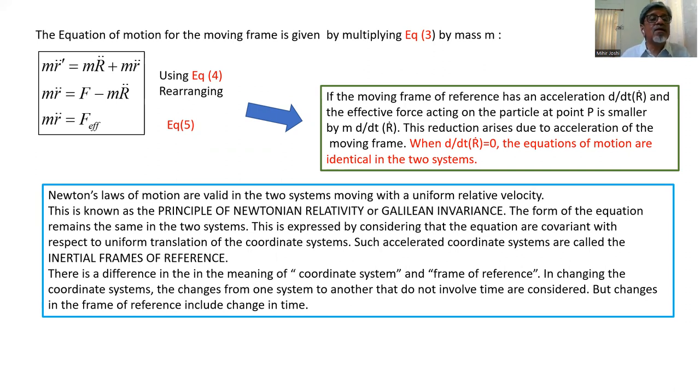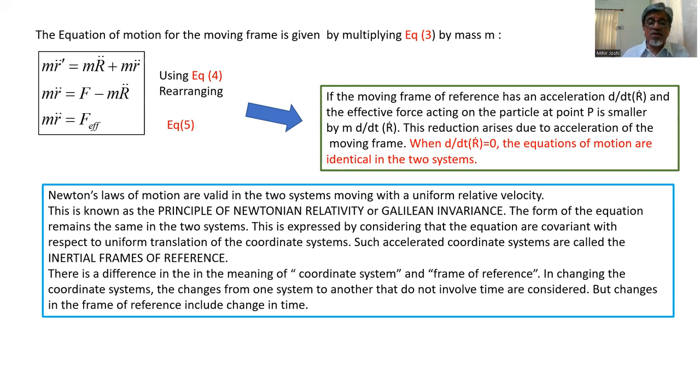And we know that m r double dot can be represented as F effective, because F effective is represented by F minus m capital R double dot. So if the moving frame of reference has acceleration, capital R double dot, the effective force acting on the particle at point P is smaller by m capital R double dot.